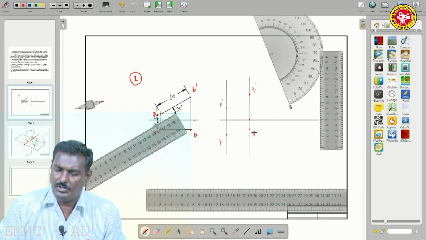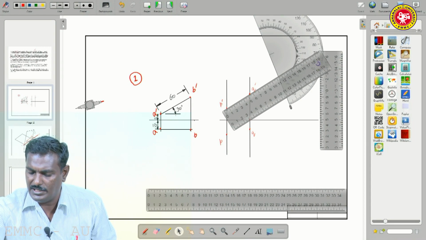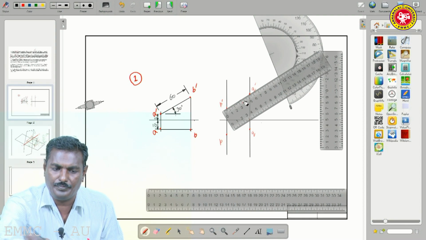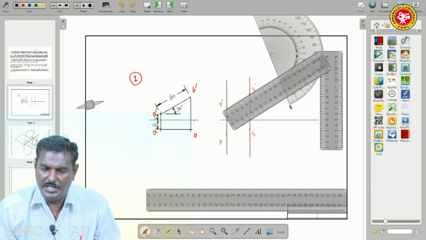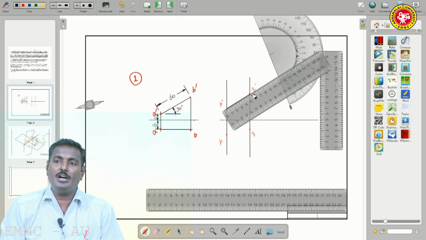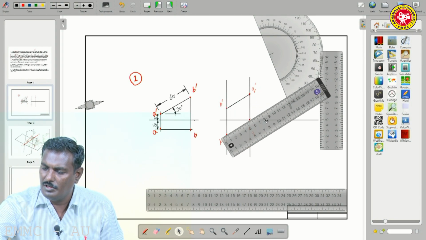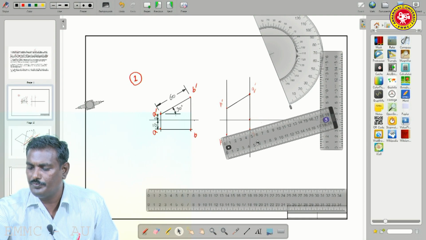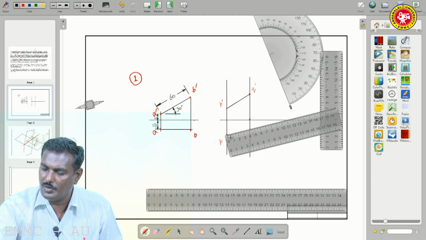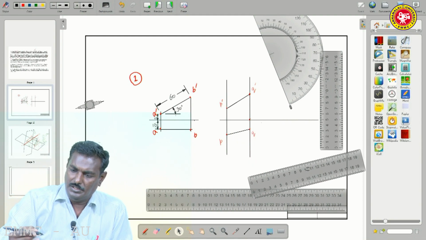Now the line joining P dash and Q dash, the line joining P dash and Q dash, is the apparent projection, the elevation. Similarly, below, the line from P and Q, P and Q. Now the plan view, this is the plan view. So, now the projection is completed.